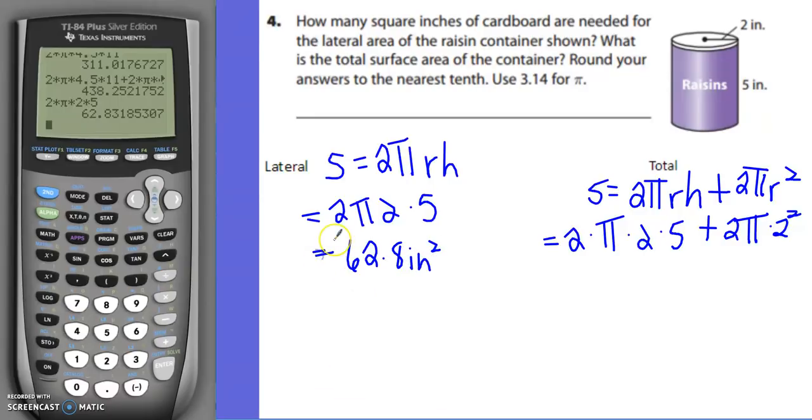inches squared. All right, this one, 2 times pi times 2 times 5 plus 2 times pi times 2 squared. All right, we get 87.9, but that rounds, so we get about 88 inches squared.